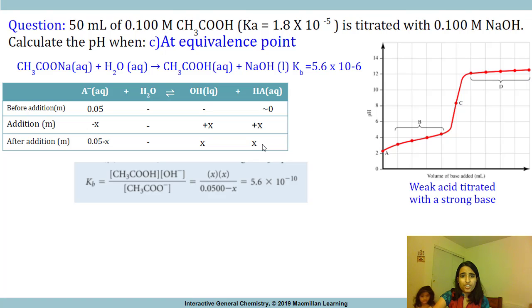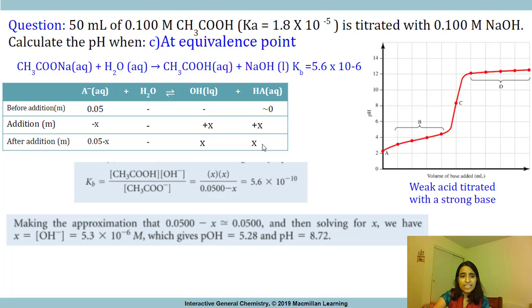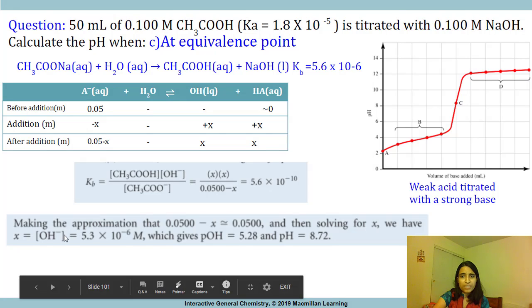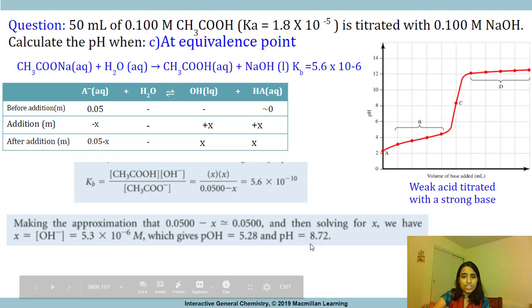So in this particular case, we are going to solve for x, and what is x going to be? X is going to be OH. And if you get OH, we can find pOH, and from pOH we can find the pH. So in this case, we end up finding that our OH is 5.3 times 10 raised to negative 6 molarity, and we can find pOH from that is 5.28, and pH is 8.72.